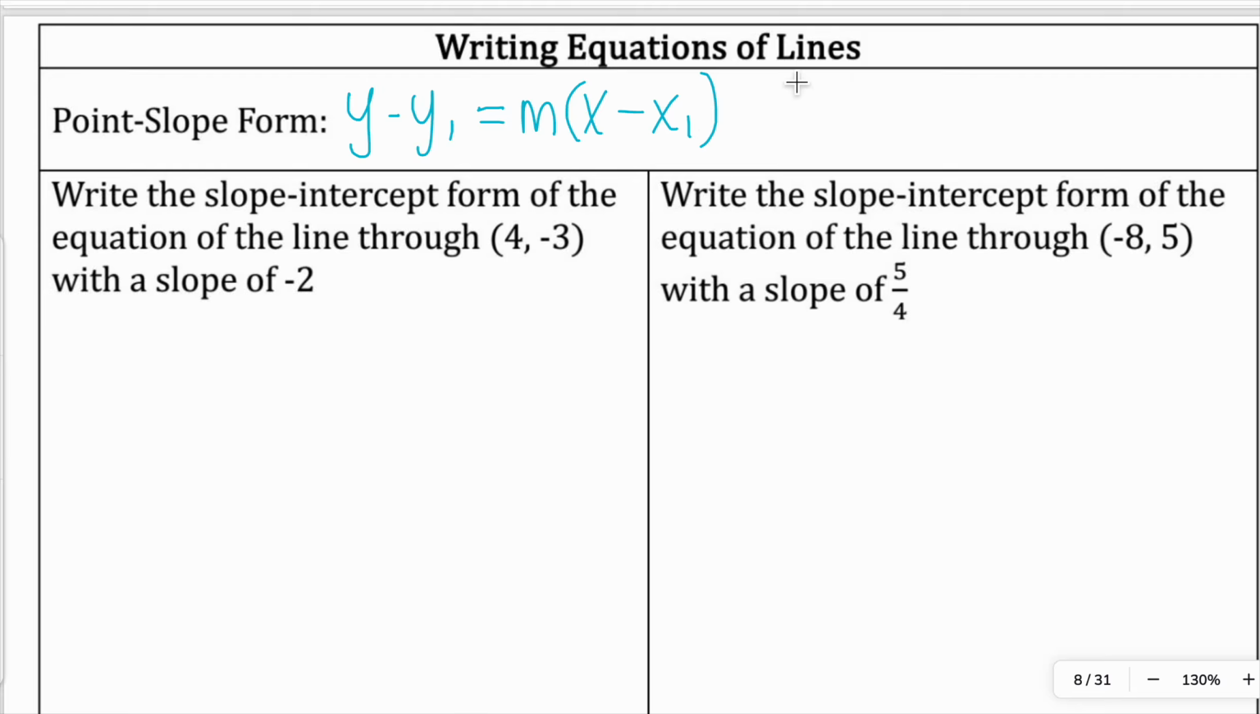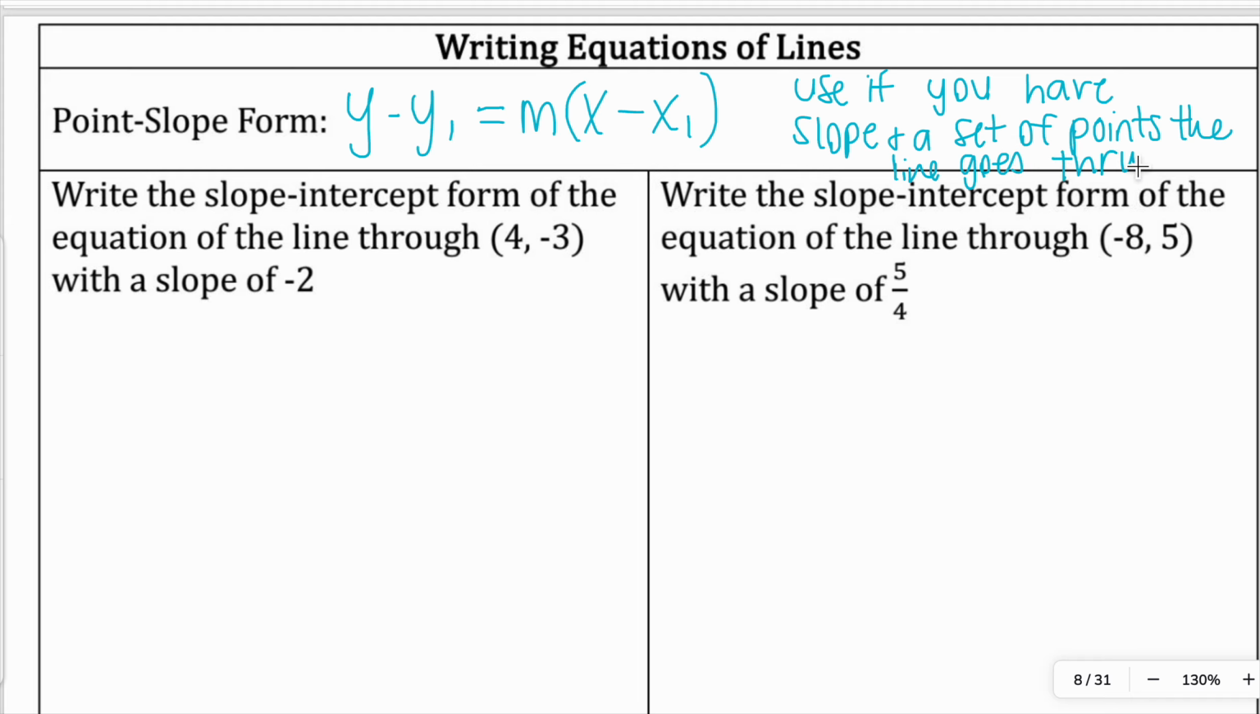This is when you would use if you have slope and a set of points the line goes through. So you can see that in both of these examples.